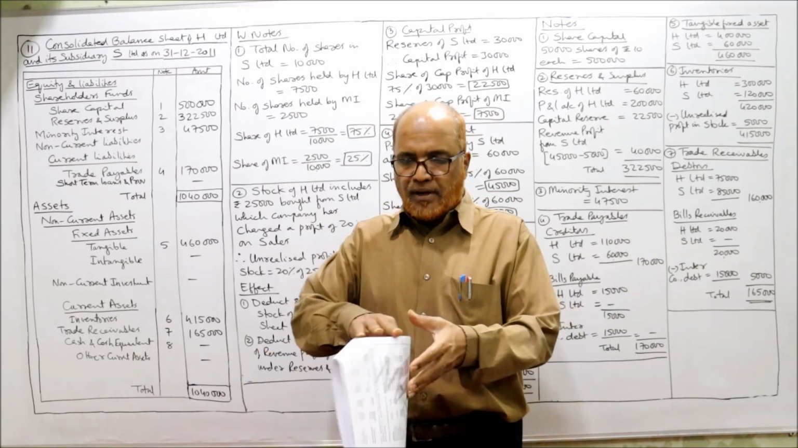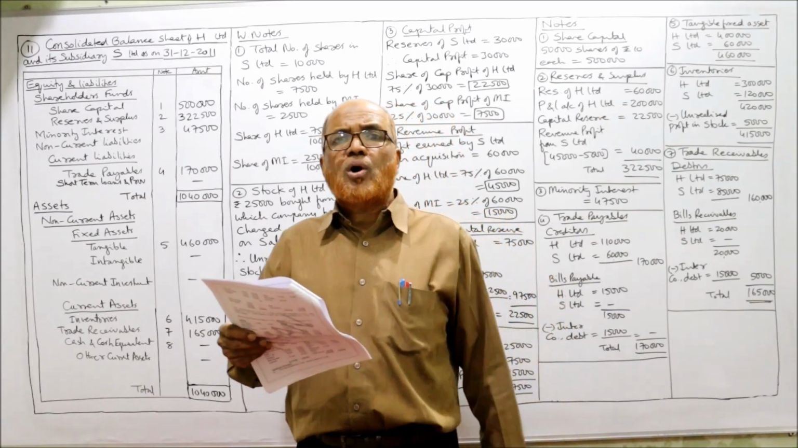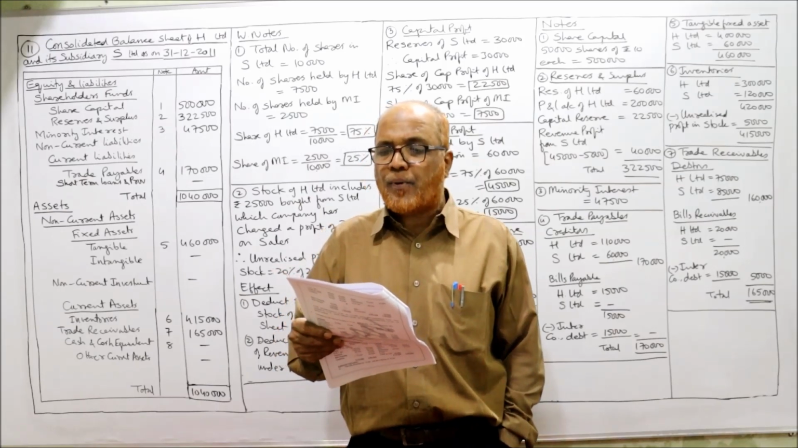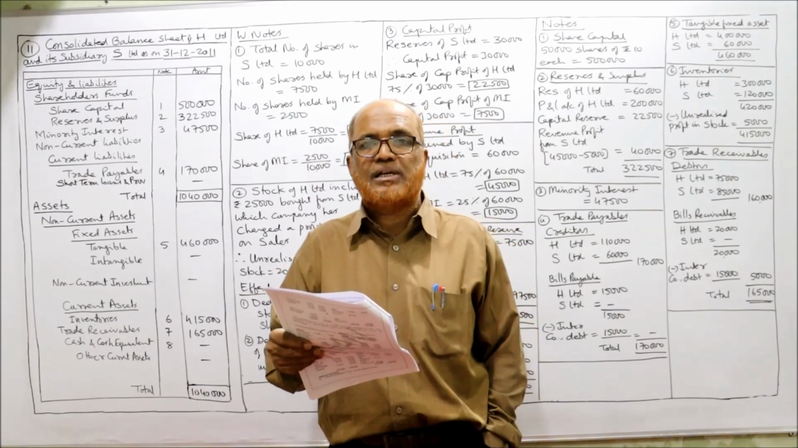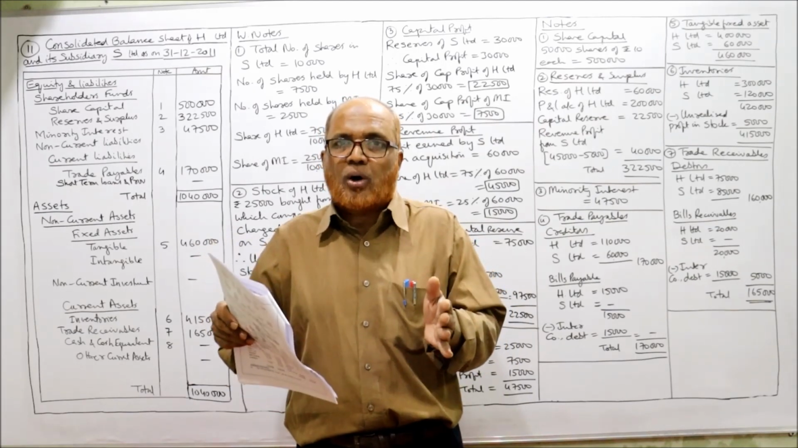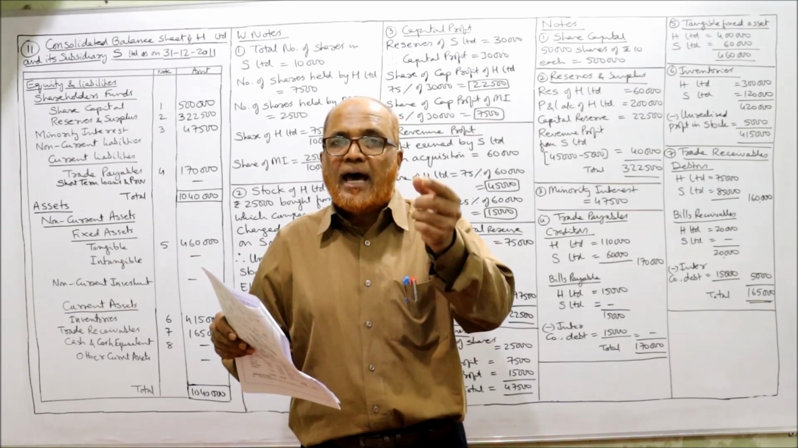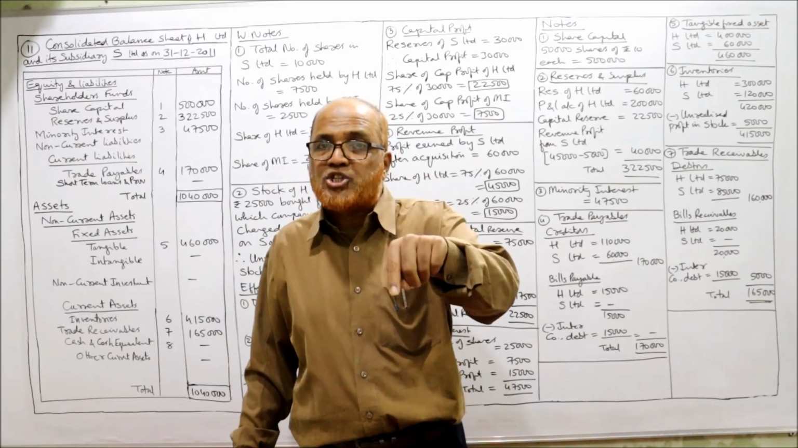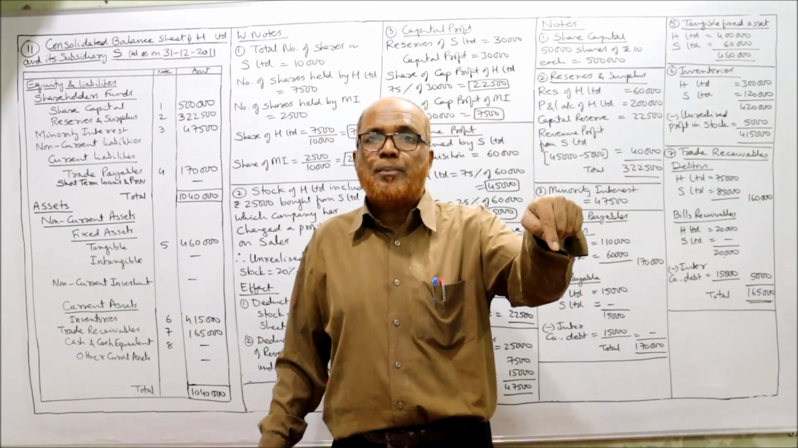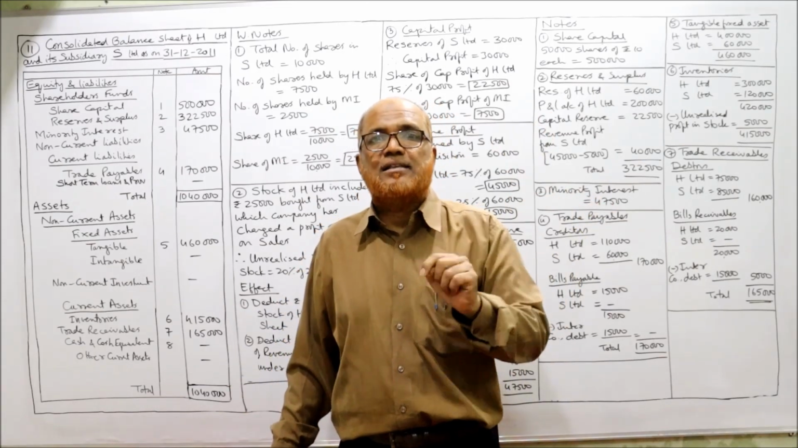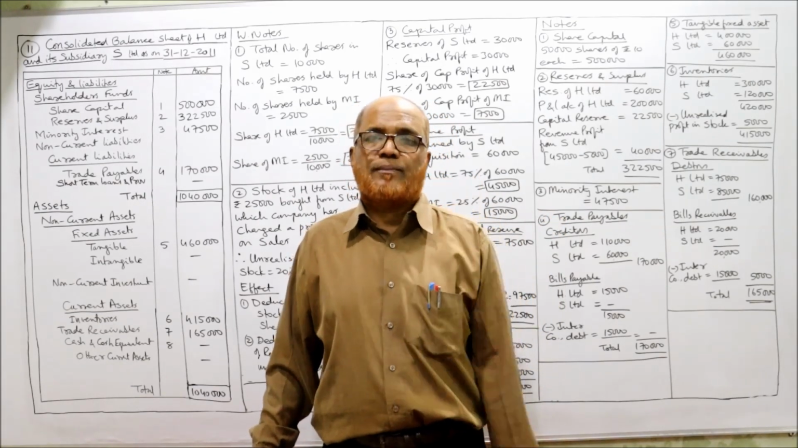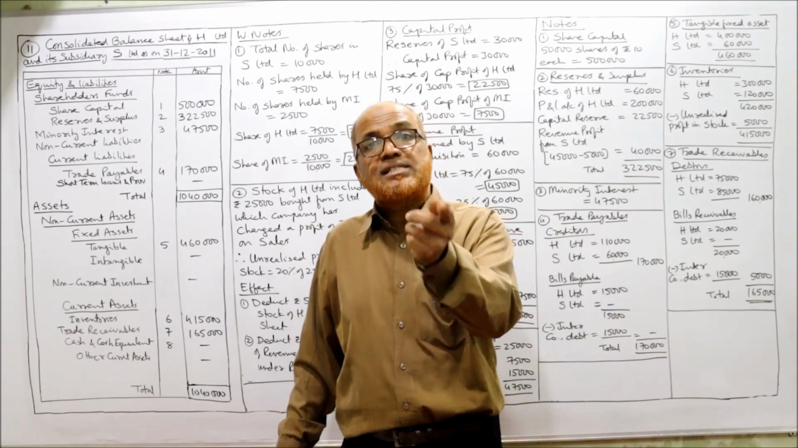Next point, the stock of H Limited includes 25,000 rupees bought from S Limited at a profit to the latter of 20% on sales. Exactly similar to the previous problem. H Limited is having a stock of 25,000 rupees, and this 25,000 rupees stock was purchased from S Limited, and S Limited has charged a profit of 20% on sales. In the previous problem, we were given 25% on cost, but here it is given 20% on sales.